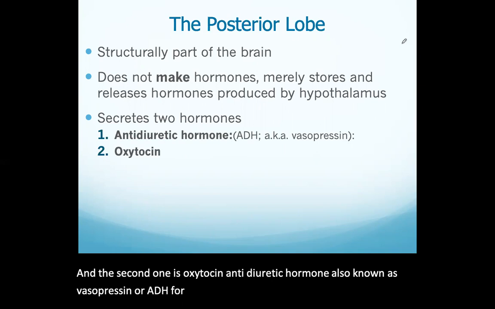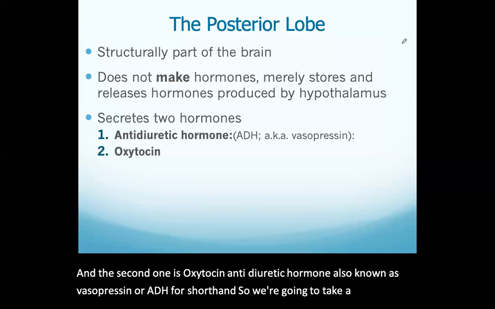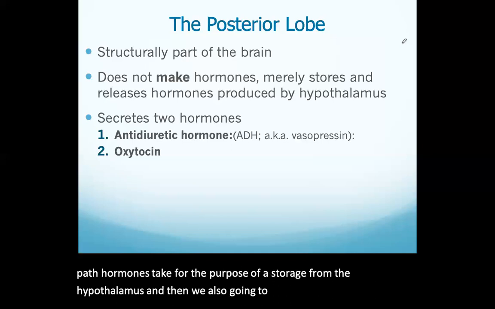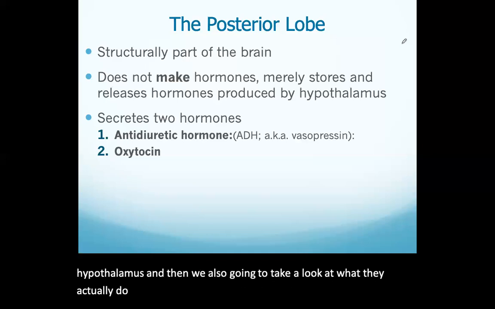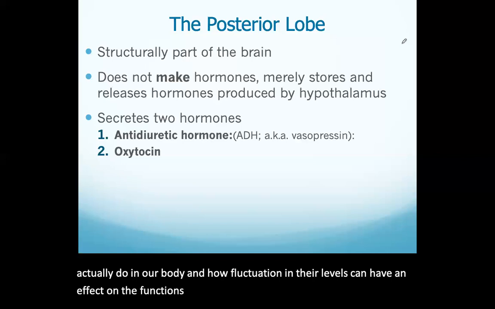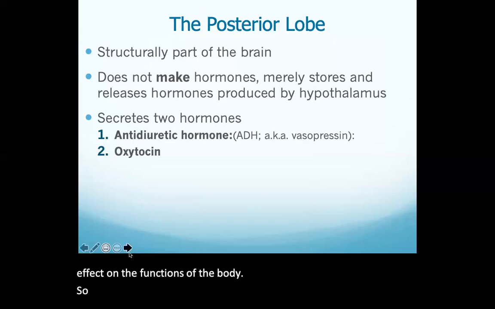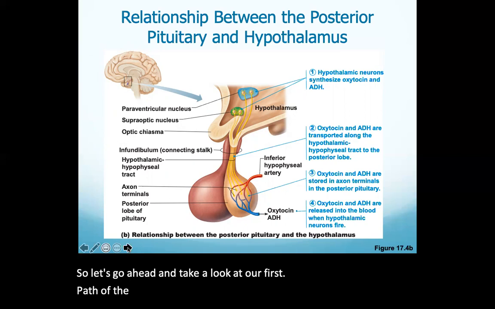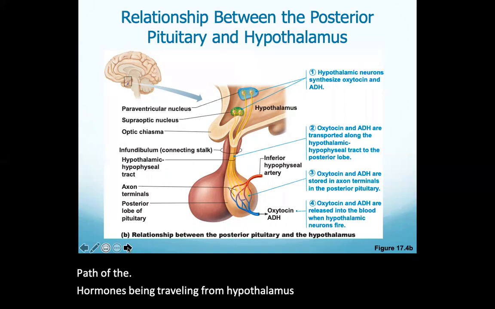So we're going to take a look at the path that these hormones take for the purpose of storage from the hypothalamus. And then we're also going to take a look at what they actually do in our body and how fluctuation in their levels can have an effect on the functions of the body. So let's go ahead and take a look at our first path of the hormones traveling from the hypothalamus to the posterior pituitary gland.